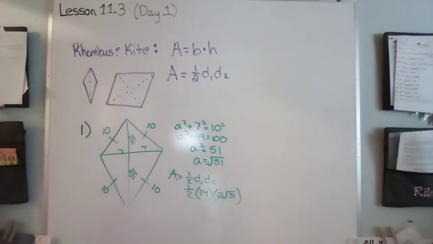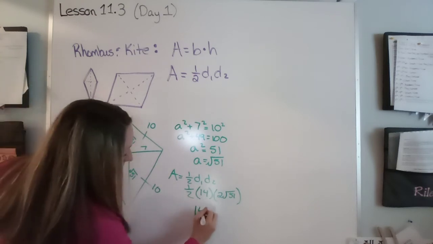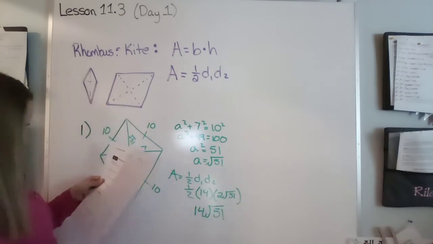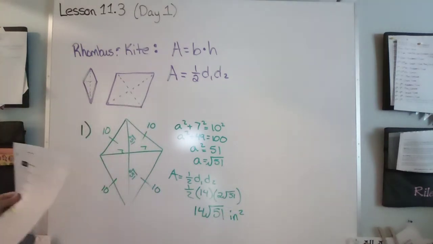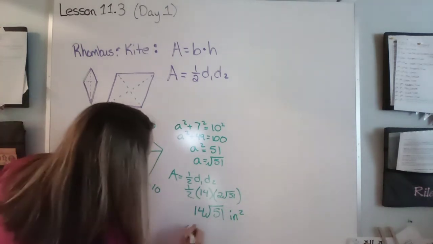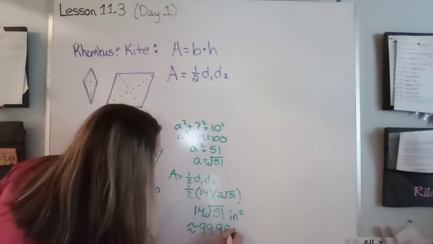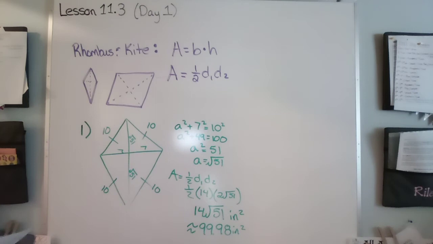For this type of problem, I would probably tell you to leave your answer either in radical form or rounded to the nearest 10th or 100th. In radical form, 1/2 of 14 is 7, multiplied by 2 would be 14 root 51. The units are inches squared. Rounded to the nearest 100th, it's approximately 99.98 inches squared.